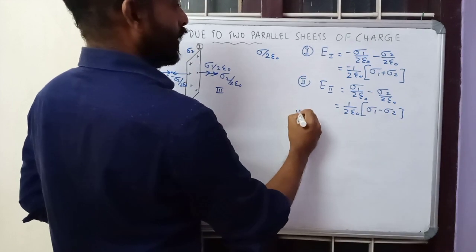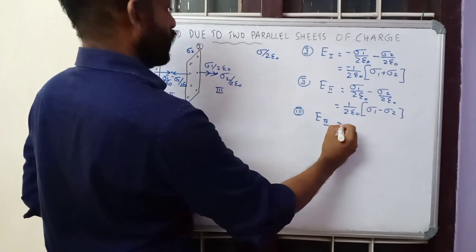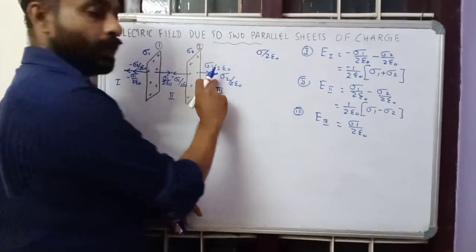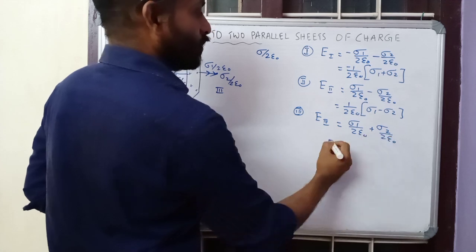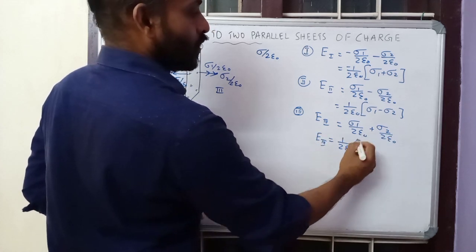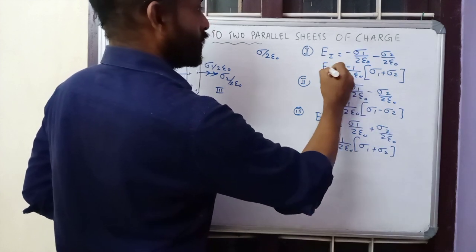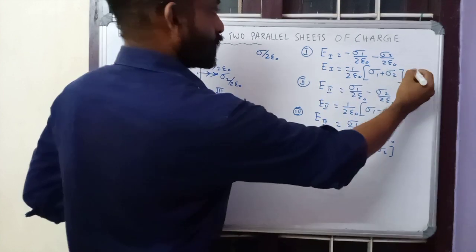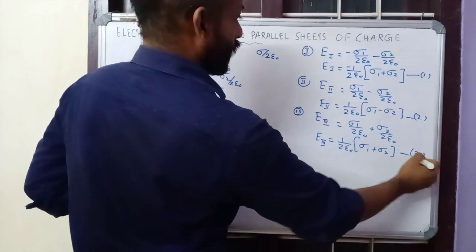Then in region 3, I have these two vectors. So the net field in region 3 is sigma 1 by 2 epsilon 0 plus sigma 2 by 2 epsilon 0. Taking 1 by 2 epsilon 0 common, in region 3 I have 1 by 2 epsilon 0 times sigma 1 plus sigma 2. These are the results: this is in region 1, this is in region 2 and this is in region 3. I have got three results, equation number 1, equation number 2 and equation number 3.